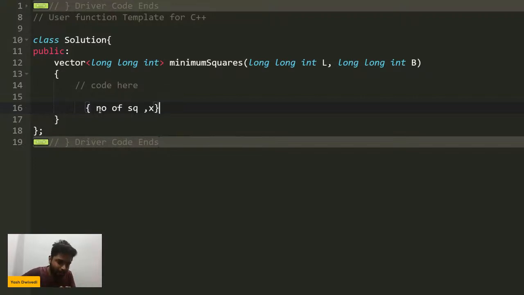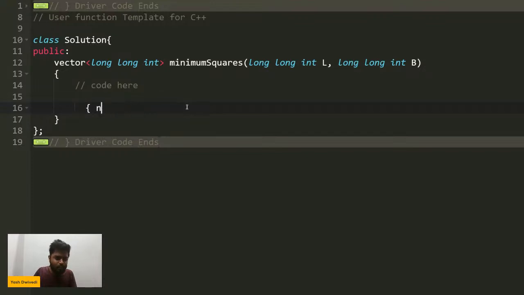Is that clear? Please write n comma x in the chat. They want you to return the number of squares that you will require, and the x value, that is the length or breadth of the square, basically the dimension of the square that you are taking.